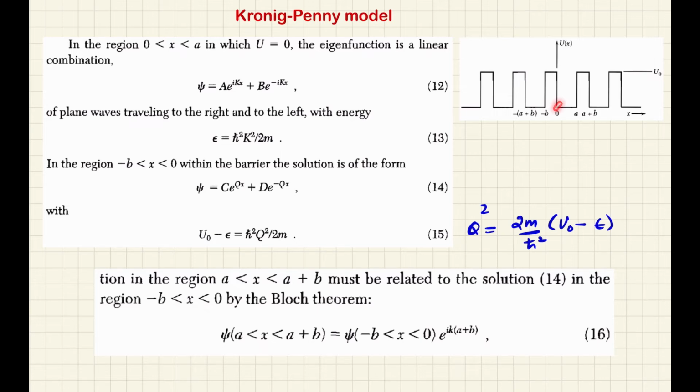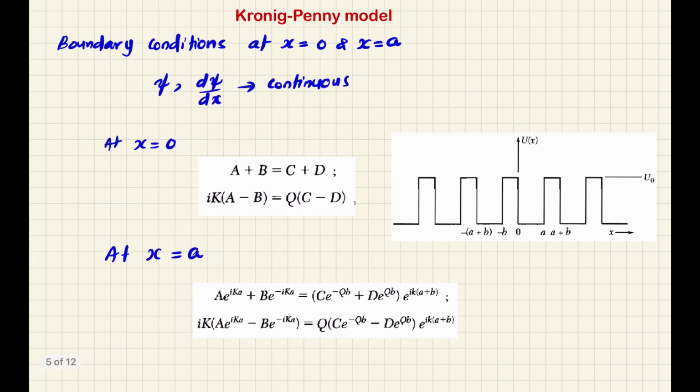For the boundary condition, you have to connect the solutions in region 2 and region 1. So these are connected at the boundary by the boundary condition. We impose that the wave functions are continuous at the boundary, and its first derivative is also continuous at the boundary. So at x equal to 0 and x equal to a. There are two boundaries, one at x equal to 0 and one at x equal to a.